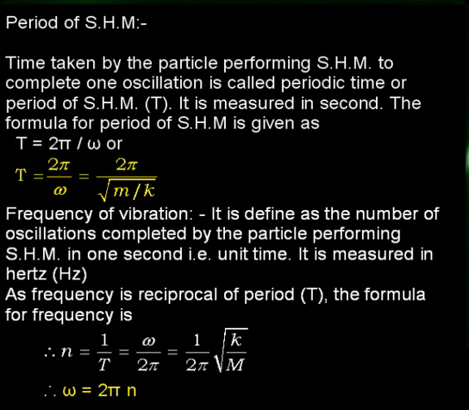Period of SHM. Time taken by a particle performing SHM to complete one oscillation is called periodic time or period of SHM. It is measured in second. The formula for period of SHM is given as T is equal to 2 pi by omega, or T is equal to 2 pi under root m upon k.